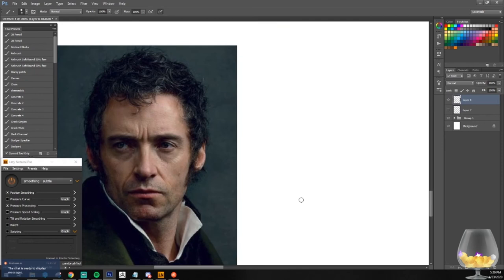Hugh Jackman has a very angular nose. This bridge is very narrow. It looks like all of his nose widens. It's like an hourglass on this. So that's very angular nostrils.